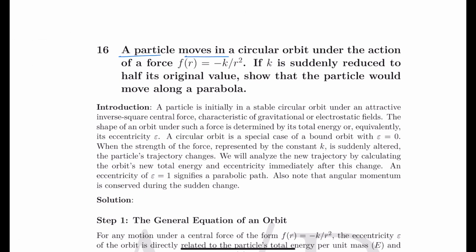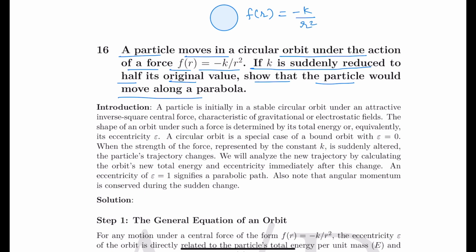Now let us move to the 16th question. A particle moves in a circular orbit under the action of a force given by F as a function of r equals minus k by r square. If k is suddenly reduced to half its original value, the particle would move along a parabola. So originally, the particle was moving in a circular orbit using the force given by minus k by r square. But now there is some change, and the force becomes minus k by 2 r square. It is going to half.